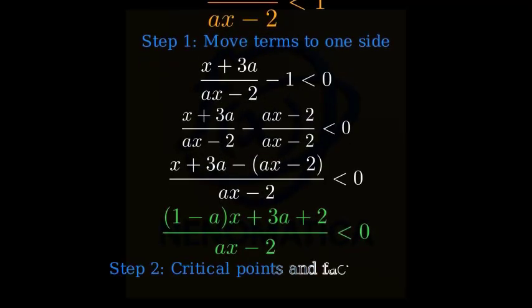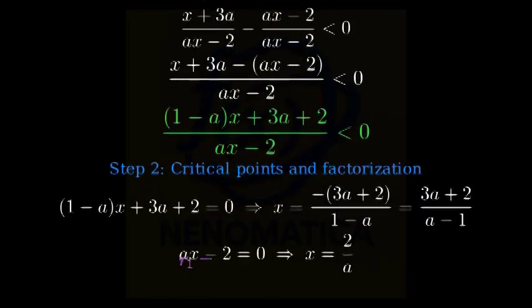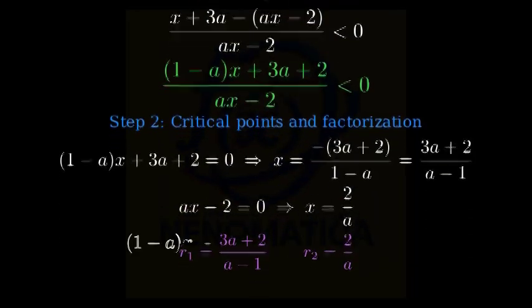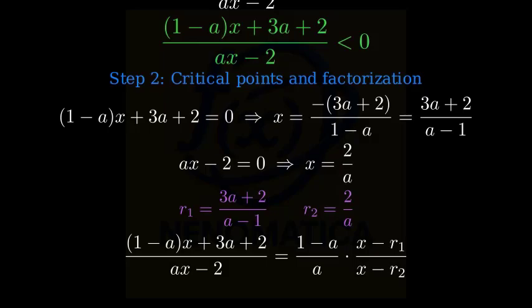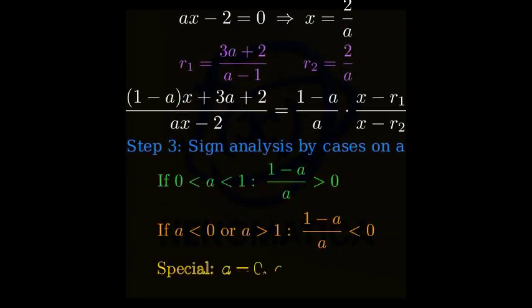Step 2. Find the critical x values where the expression changes sign. These are the zeros of the numerator and the denominator. Then factor to expose a constant sign factor. Step 3. The constant factor, open quote, 1 minus a close quote over a, controls whether the sign pattern is preserved or flipped. We will split into cases: a between 0 and 1, a less than 0 or greater than 1, and the special cases a equals 0 and a equals 1.